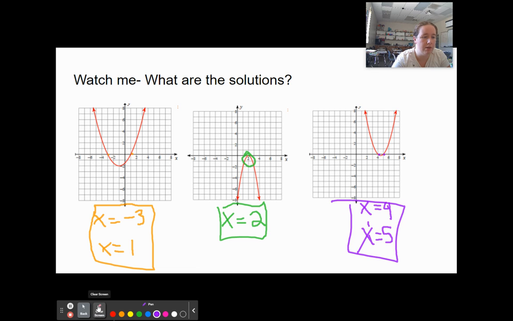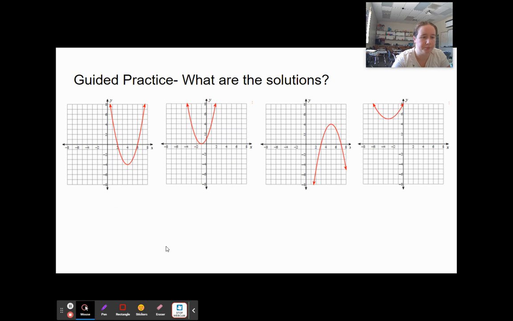Now let's do a bunch of these together. These graphs should match the one on your page. The first thing I want you to do is put little dots where it crosses. Then we're going to write x equals, the first number is 2, the second number is 6. So x equals 2, x equals 6. Make sure you have both of those.